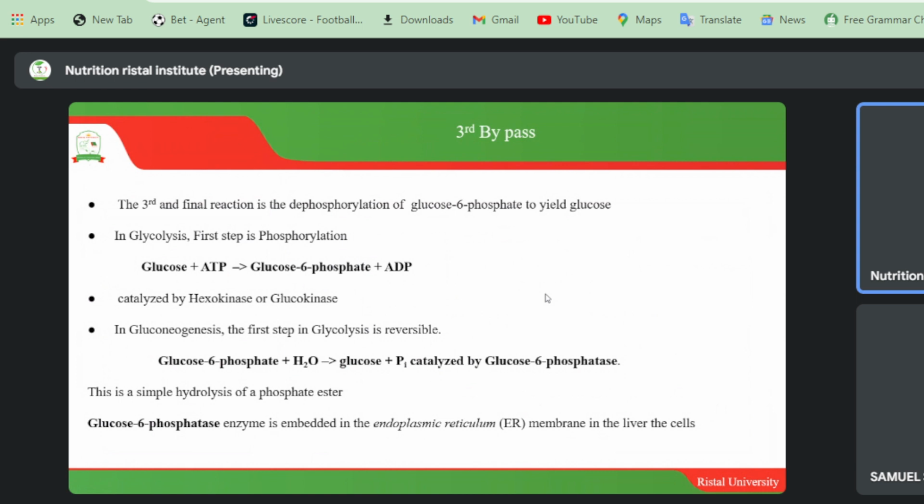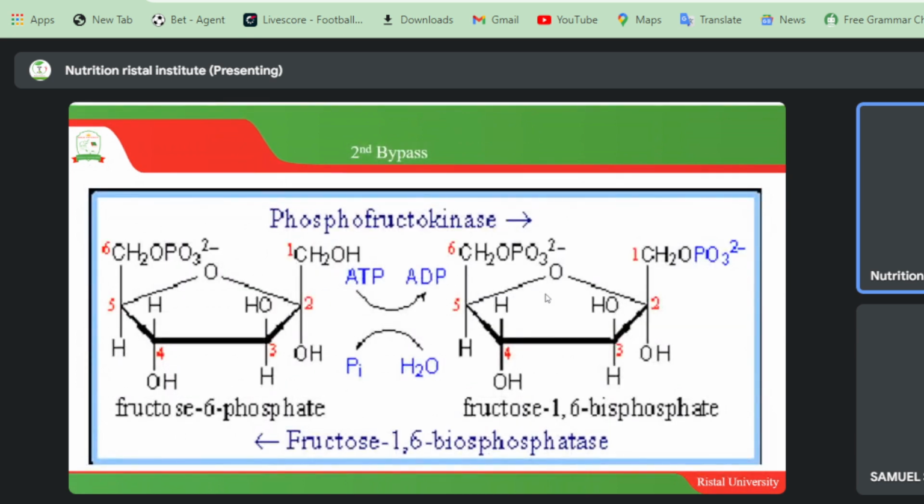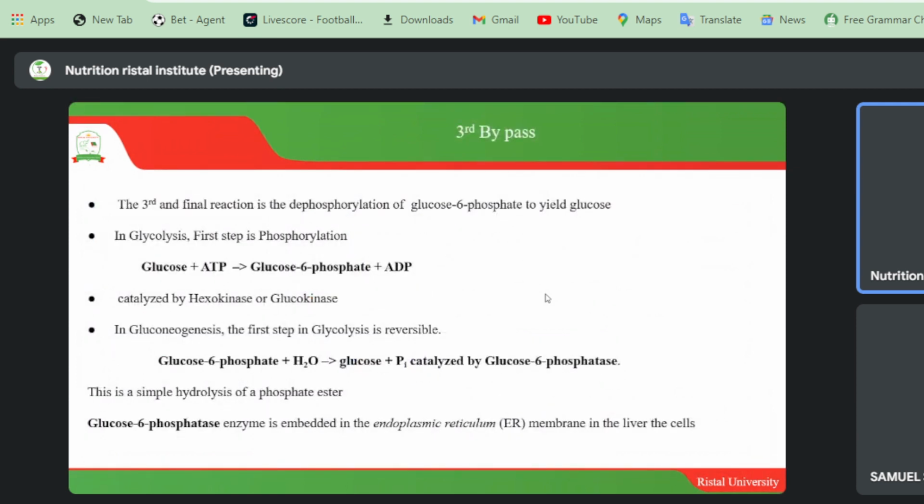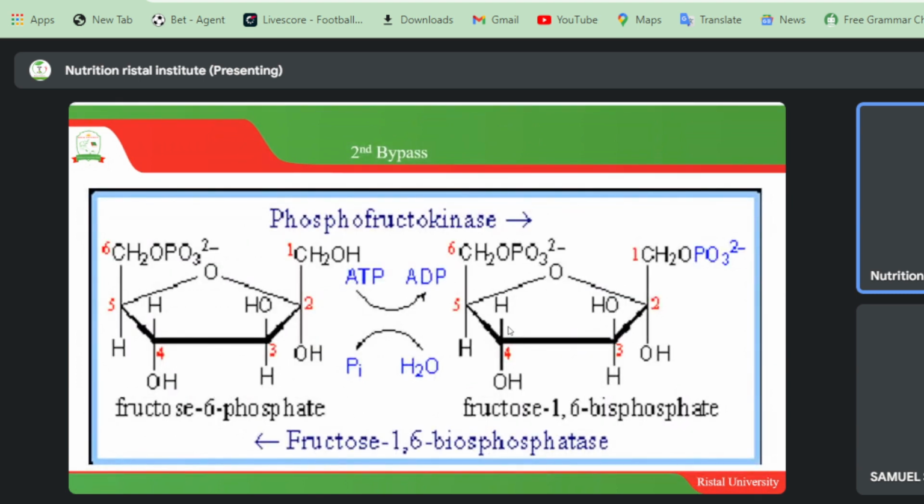But for gluconeogenesis, it is a different enzyme, and the reaction here is just like we said earlier on: by simple addition of water, you form your free glucose and the phosphate group that had been added before. And this reaction is catalyzed by glucose 6 phosphatase. A simple way to remember these reversal enzymes is that we have phosphatase for the reverse reaction, where we have glucose 6 phosphatase. The third is fructose 1,6 bisphosphatase.